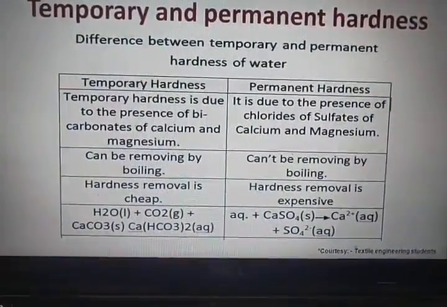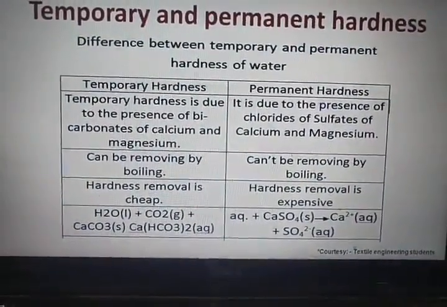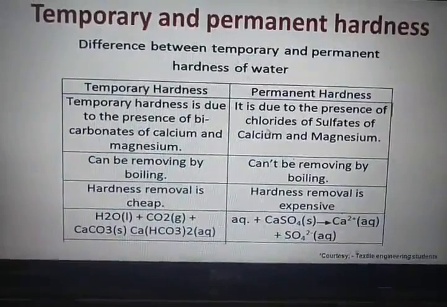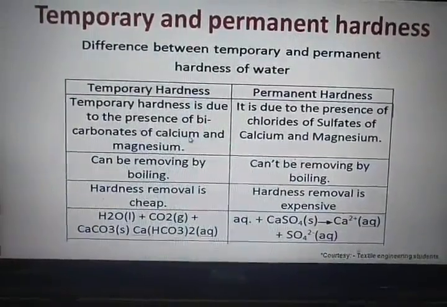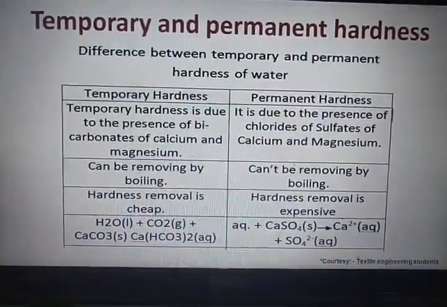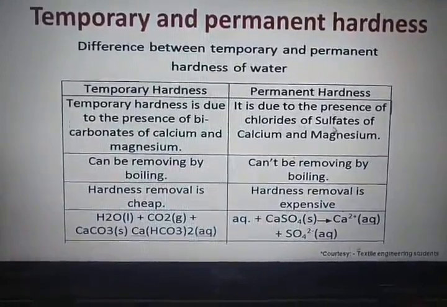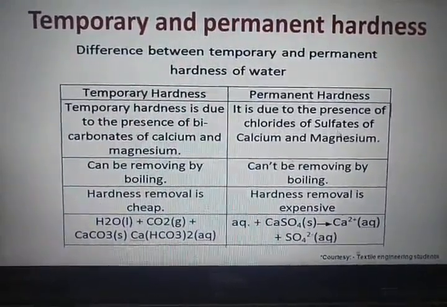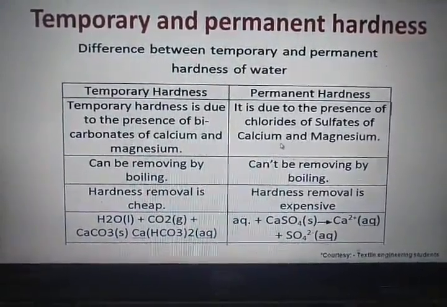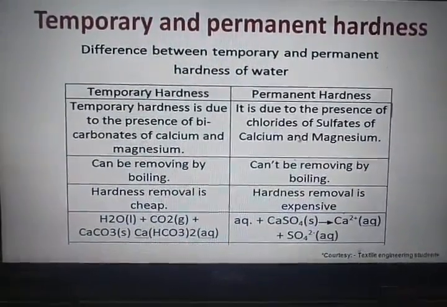bicarbonates and carbonates of calcium and magnesium, as you can see here. That's why it is also called carbonate hardness. On this side, the permanent hardness is caused due to the chlorides, sulfates, phosphates or any other salts of this calcium and magnesium. Then we call it permanent hardness.